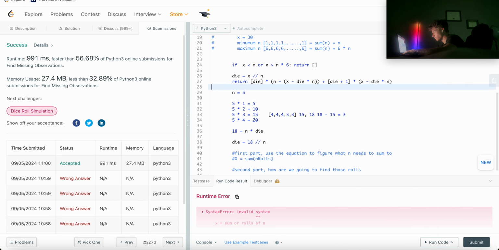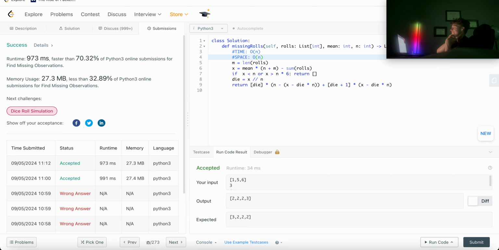Okay, so time. Well, constant time, constant operation, constant operation, constant operation. Rebuilding this array, I guess you could technically say it takes n time because you have to build the actual array of size n. So that's big O of n time to build the array. Space, also O of n because you have to build the array that you're going to return. So O of n, O of n.